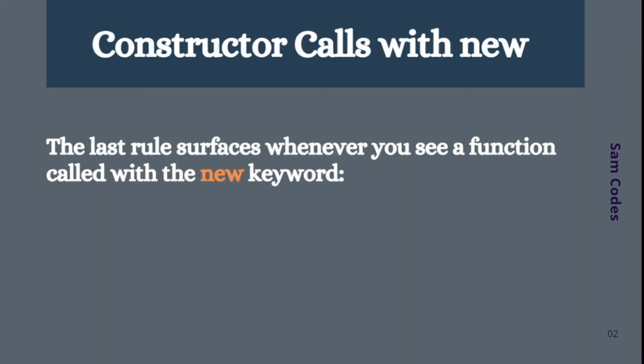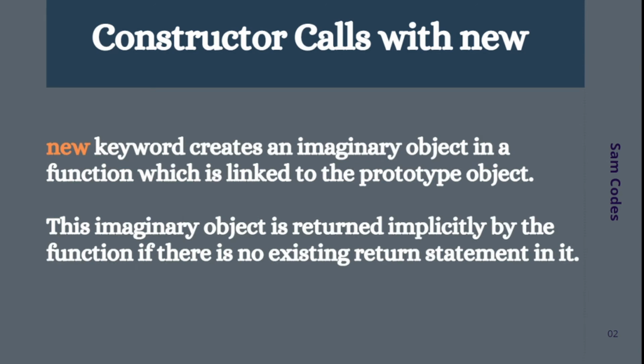Now the last rule is constructor call with new. The last rule surfaces when you see a function with the new keyword. The new keyword creates an imaginary object in a function which is linked to the prototype object. This imaginary object is returned implicitly by the function if there is no existing return statement in it.